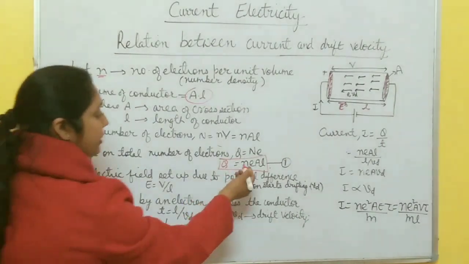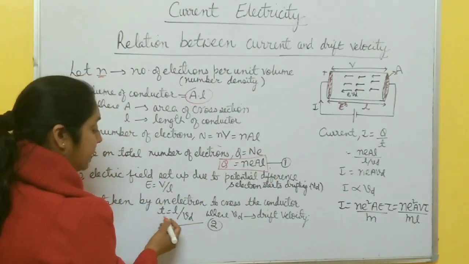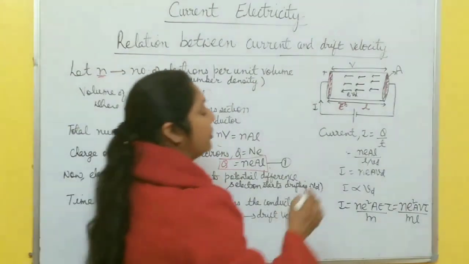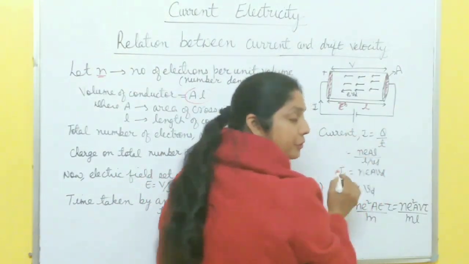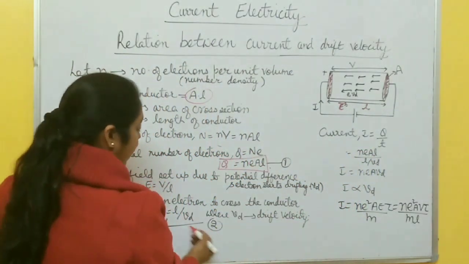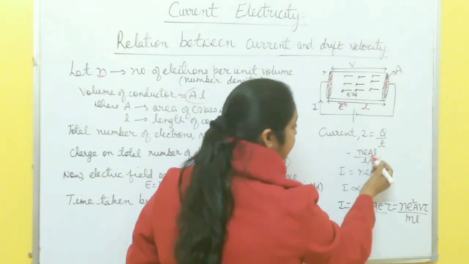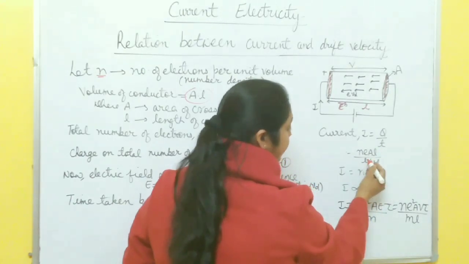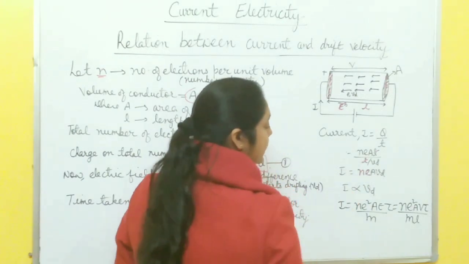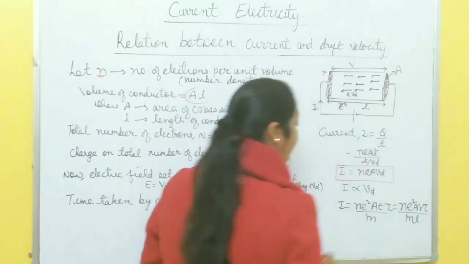Now you know equation number 1, the total charge on these electrons, and the time taken by electrons to cross the ends of the conductor is L by Vd. What is the formula for current? Current I is equal to Q by T. You put the values: in place of Q write nеAL and T is L by Vd. This L cancels, and it becomes nеAVd. This is the expression for current. You must remember this one, I equals nеAVd.